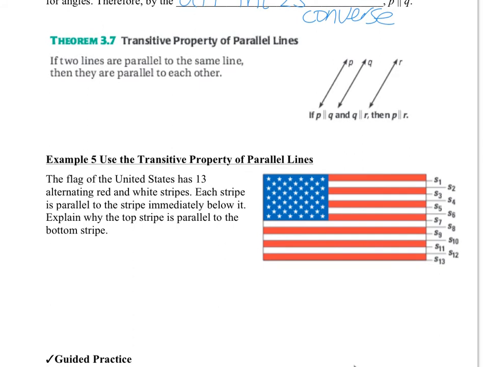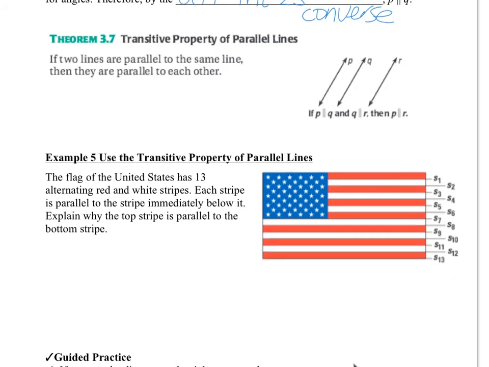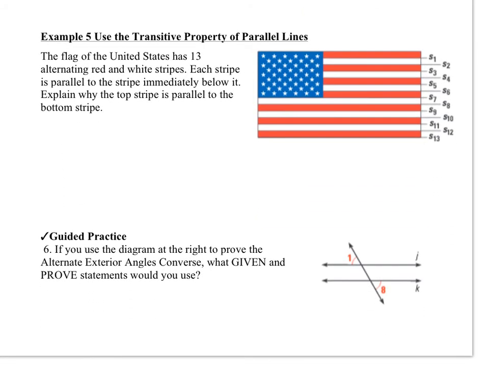We have this thing called the transitive property of parallel lines. Think about your if, ands, then. So if P and Q are parallel and Q and R are parallel, then P is parallel to R. We're going to use that to show that the top stripe is parallel to the bottom stripe in this flag.